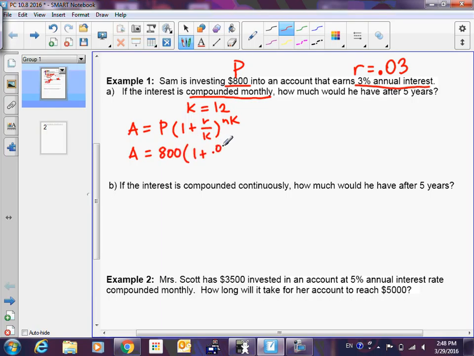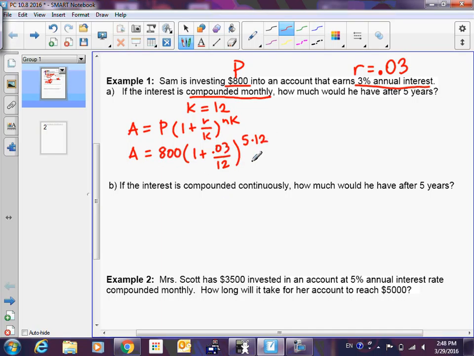The R is 0.03. Now, this is going to go in 12 times. The reason the formula works here is because it's not like you get 3% every month. You get a 12th of 3% every month. And then up here for N, that's your time, sometimes we see that for t, so that's going to be 5 times 12. Again, K is 12, so 60 times, then we're going to take that to the power of 60. 12 times a year for 5 years. That's why the formula works the way it does.